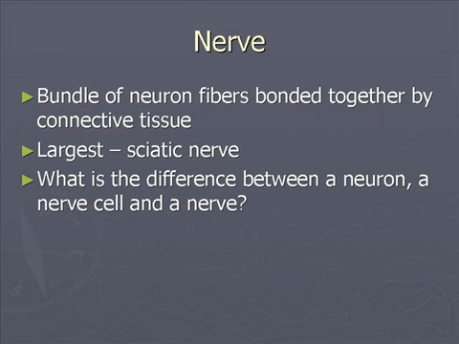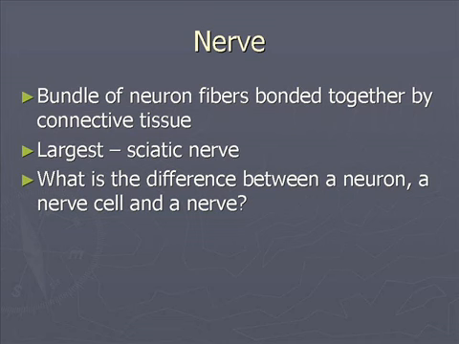So now an actual nerve is a collection of nerve cells or neurons. So it's a whole bunch of nerve cells that make a tissue called a nerve. The largest nerve in your body is your sciatic nerve. It starts kind of around your lower back and hooks around kind of your hip area and down through your leg. It's quite a large nerve.